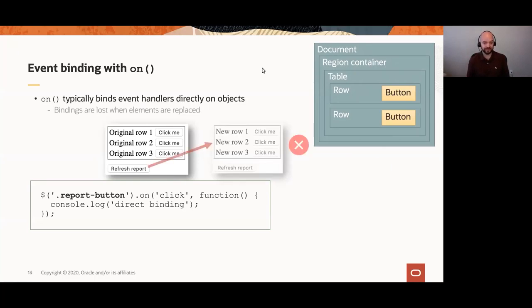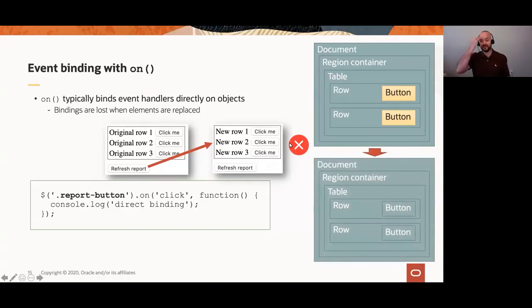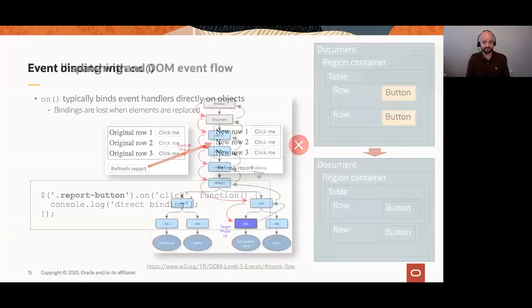Well, when the user clicks a button like this, refresh report, perhaps on an interactive report filter kind of thing, we get new rows in the report, and those come with new buttons. And all of a sudden, they click the buttons, and it doesn't work. And you can visualize that like this. New content brought in new buttons. The event bindings that were there before on the old buttons, those are gone, not going to work anymore.